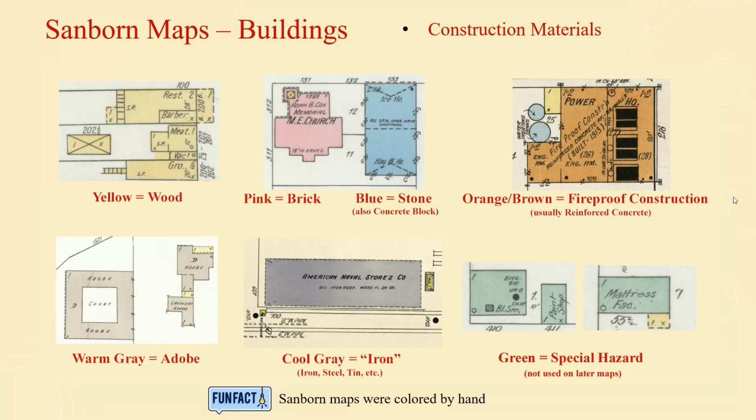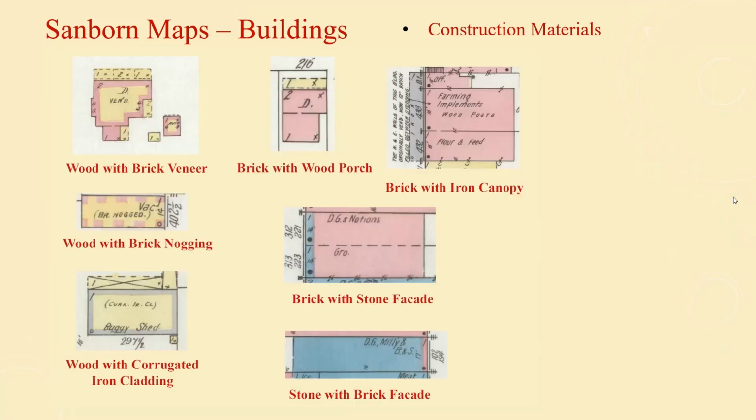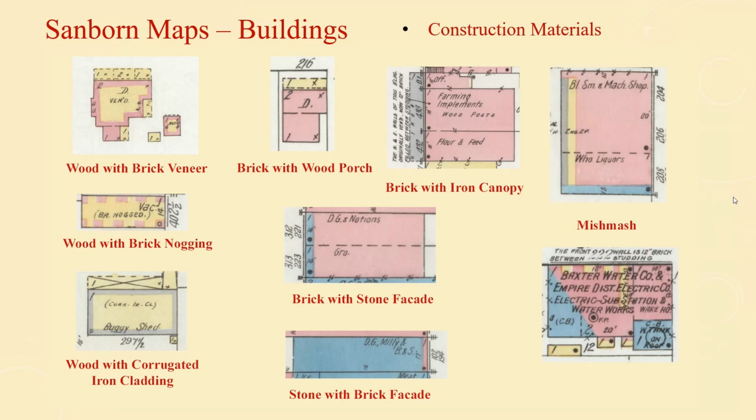Now these examples here are buildings that are pretty simple, all wood, all brick, or mostly brick. You get combinations of these things too: wood with brick veneer, brick with a wood porch, brick with a stone facade, stone with a brick facade, etc. Some of these could get pretty involved, and you could get something that looks like these. My father would have called these a mishmash. That's not a technical term.